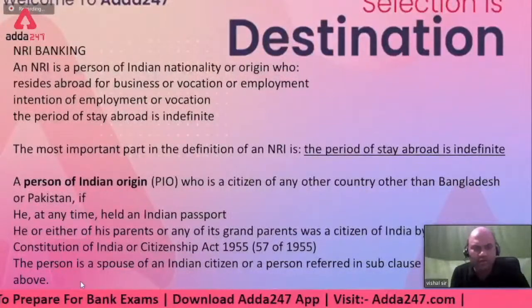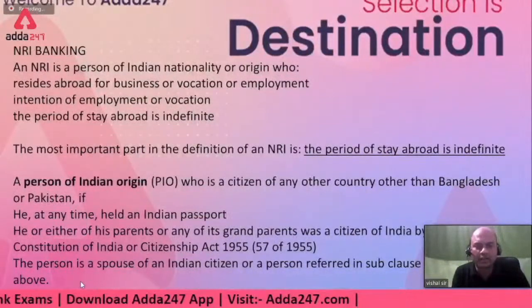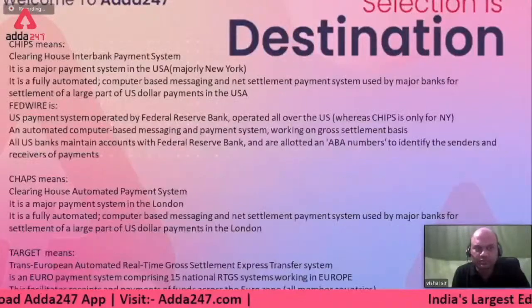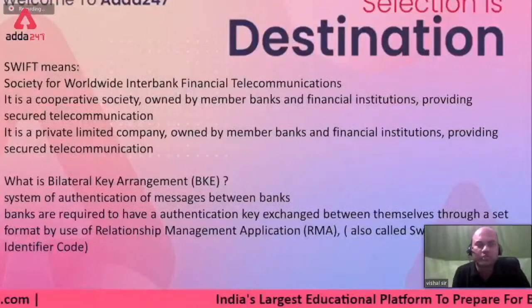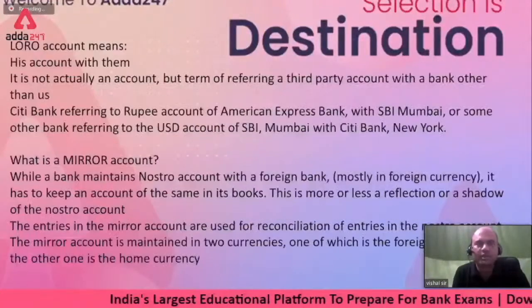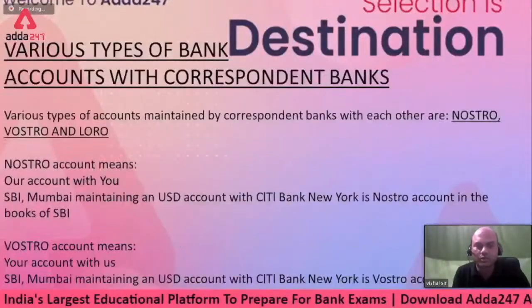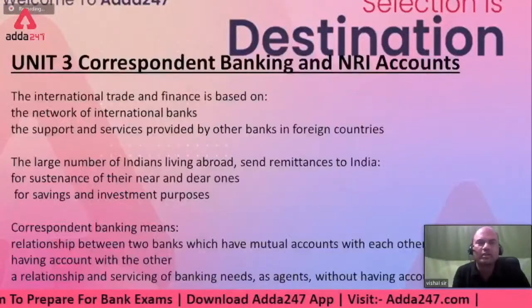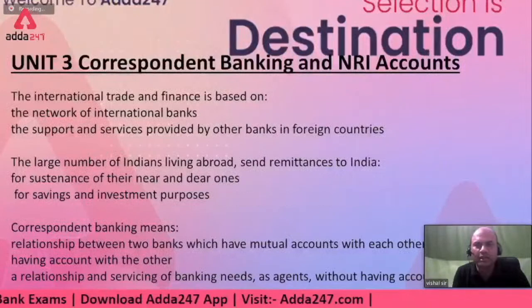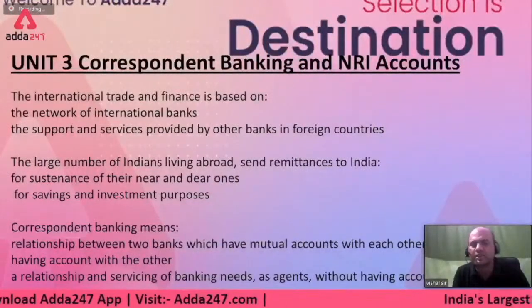So what have we covered over here? What is an NRI? What is a PIO? What is CHIPS, Fedwire, CHAPS, and Target? What is SWIFT and what is BIC? What is Nostro, Vostro, Loro? And what is a mirror account? Then we have used this correspondent banking and NRI, meaning the basics of this we have studied.